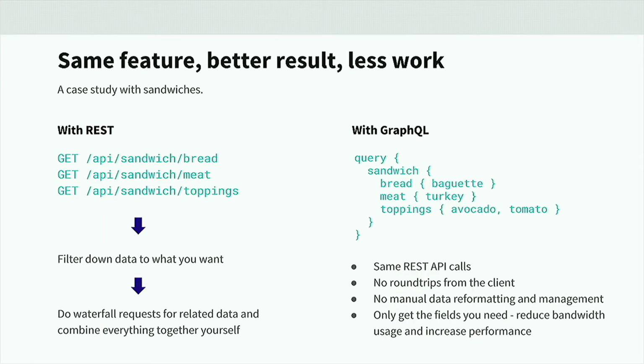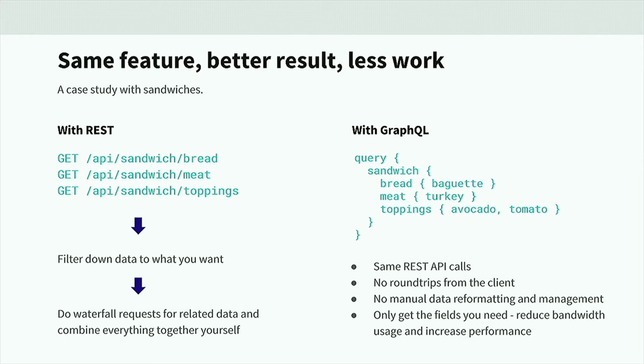So let's do a case study with a sandwich. If you were building a sandwich with a REST API, you might have to make multiple calls for different parts of the sandwich. You probably have to filter them down to just what you want, because I don't know if you ever called the GitHub API back in the day before they moved to GraphQL, but you would get thousands of lines of data back. You would just ask for one repository. You would get every bit of information ever known about that repository. You'd have to filter it down to just the 2 or 3 fields that you want.